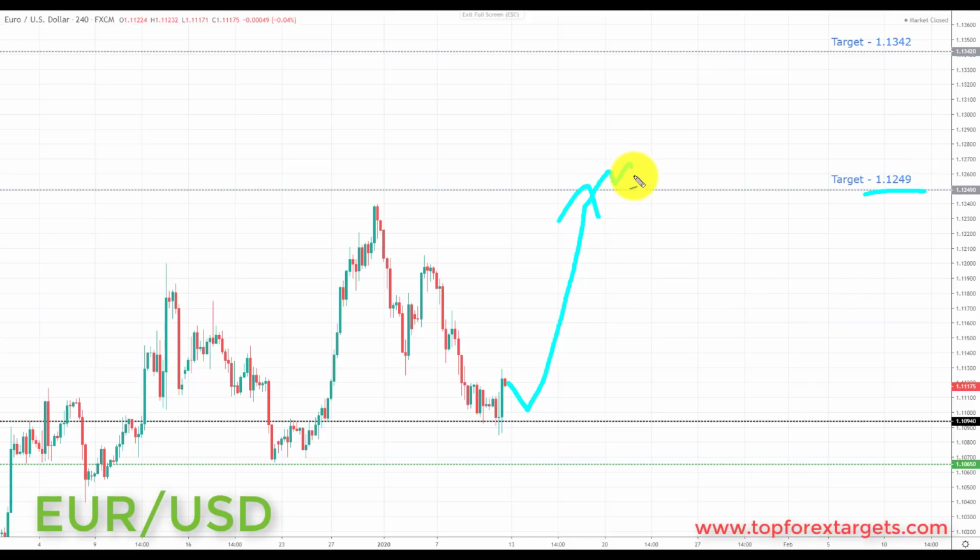And if we can get a break through here, although it may take a couple of weeks to get up to here, we are going to be looking up towards the next key area of resistance, the upside and target 2 at the 1.1342.